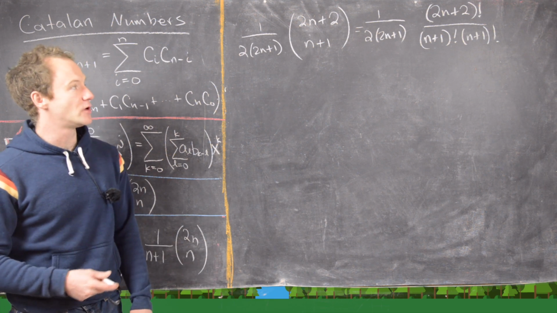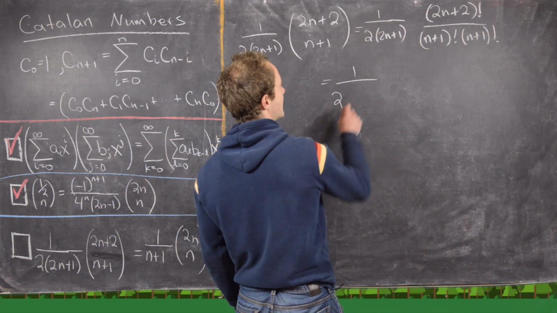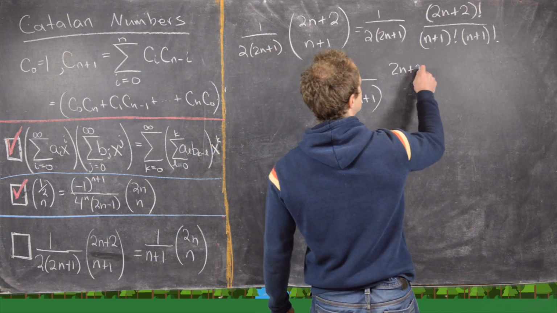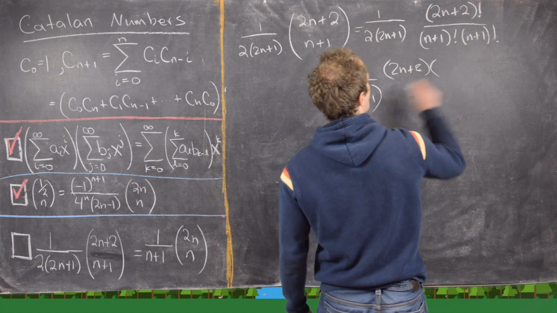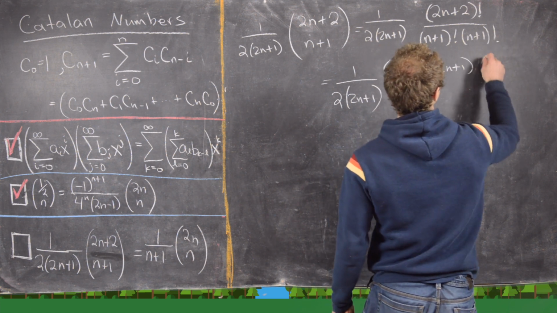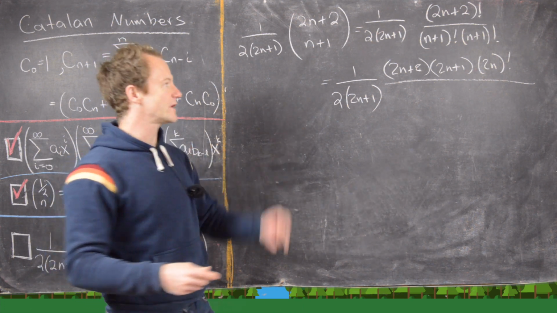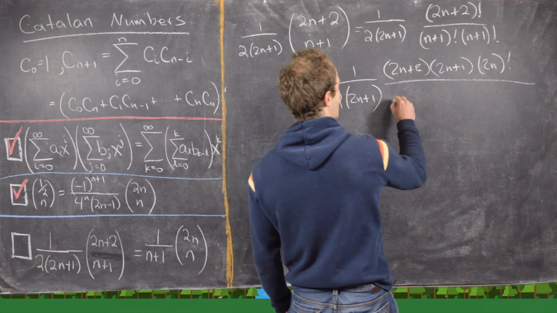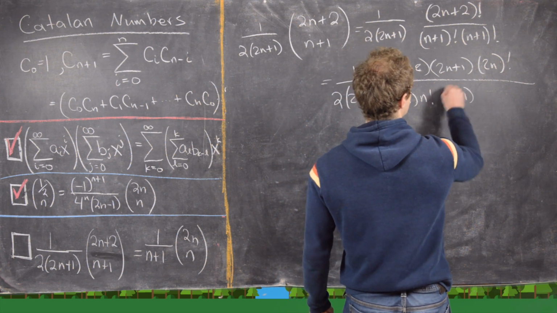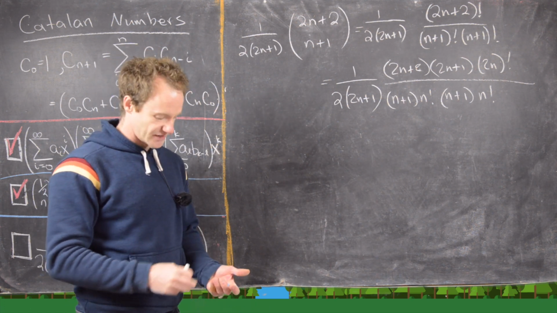Okay, so now I'm going to pull some stuff out. I'll write this as 1/2 and then 2n plus 1. And now I'll write this as 2n plus 2 times 2n plus 1 times 2n factorial. And then I'll rewrite those 2 factorials in the denominator as n plus 1 times n factorial and another n plus 1 times n factorial. And now let's see what simplification can occur.